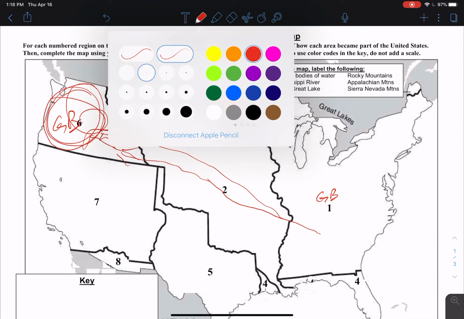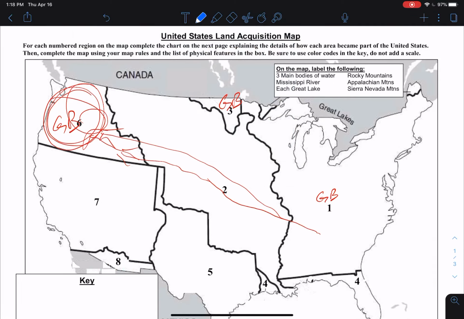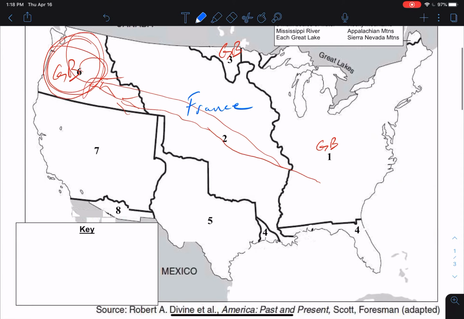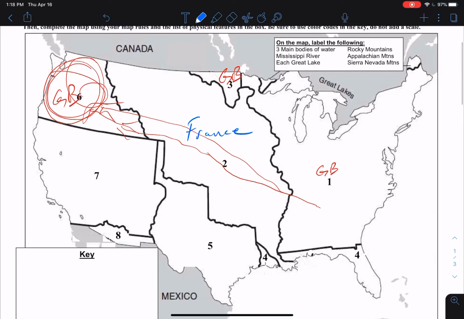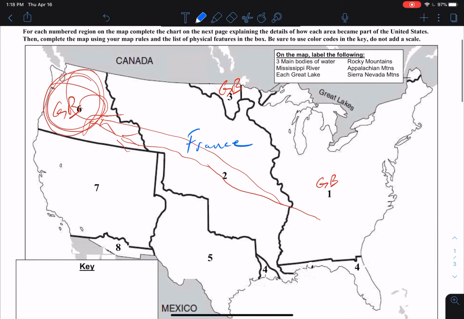Okay. Now, which territories did we receive from France? Well, let's take a look. So I know that we got the Louisiana Purchase from France. So I would quiz myself on that and then label. Now, did we get anything else from France? Well, at different points in time, perhaps, but our main territory that we got from France was the Louisiana Purchase.